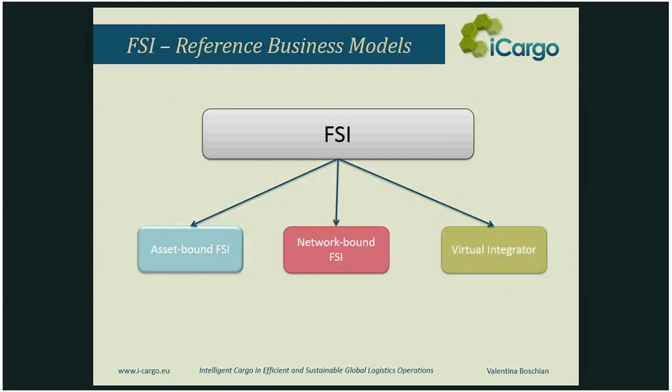Okay, for the FSIs, there are three different possible evolutions. We have the asset-bound integrators, the network-bound integrators, and the virtual integrators. We can see clearly in this slide the different colors are related to the different new models, because we can have an evolution of a new model, a disruption, or also a new opportunity. Starting from the asset-bound integrator, they are freight services integrators owning all or part of the logistic resources that they integrate for the client, identified for instance as 2PL or 3PL.